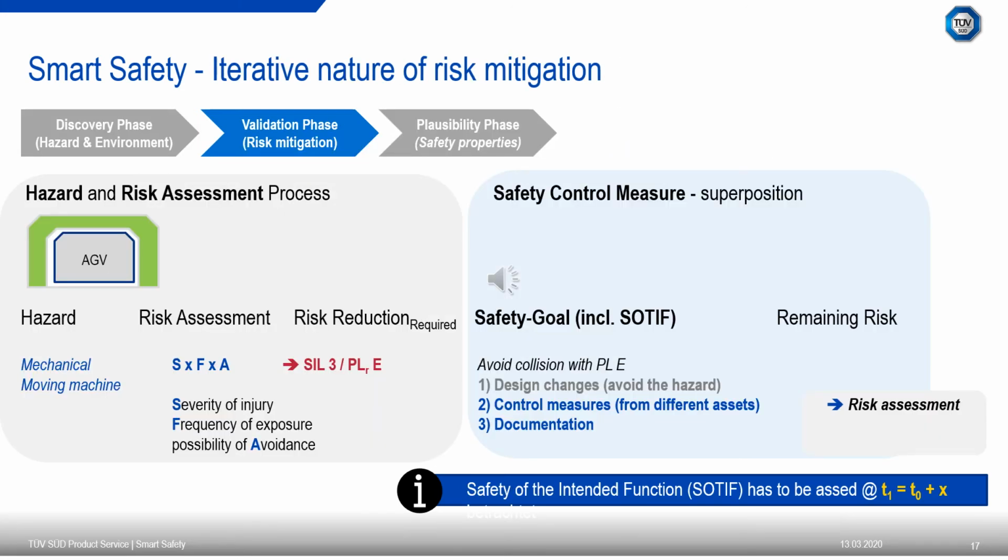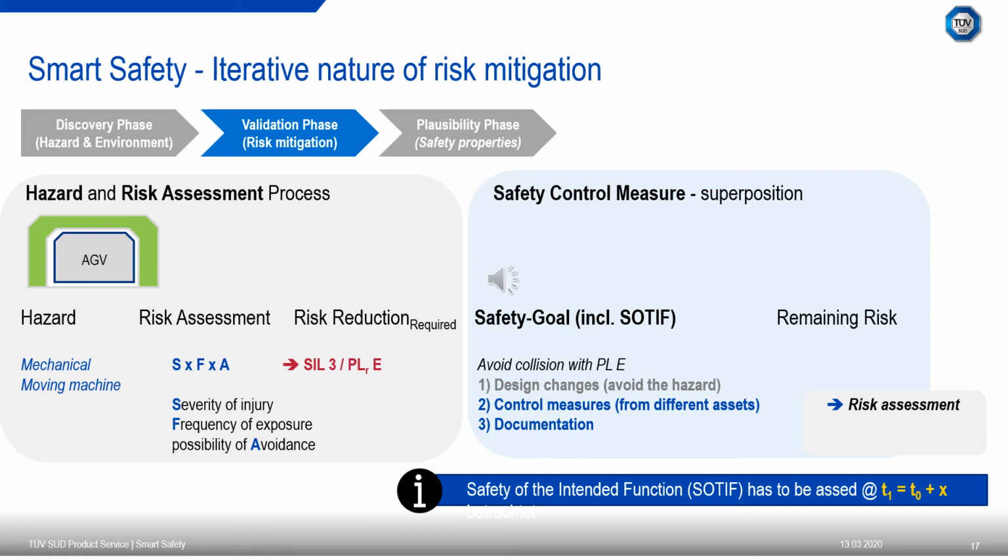I like to focus on the iterative nature of risk assessment and risk mitigation. And I like to use these slides to bring the puzzles again together that I have described in last slides. The hazard of the HUV, it's mechanical, it's moving machine. We have a certain risk assessment, severity of injury, frequency, possibility of avoidance. We have a risk reduction requirement that comes with the 3 or performance level E. And then we have a safety goal, avoid collision with this performance level.